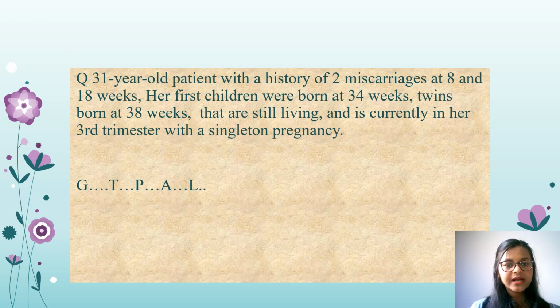So let's do this practice question. A 31-year-old patient with a history of 2 miscarriages at 8 and 18 weeks of gestation. Her first child was born at 34 weeks of gestation, twins were born at 38 weeks of gestation and are still living, and she is currently in her third trimester with a singleton pregnancy. So you can pause the video here and calculate, and you can see the answer in the next slide.